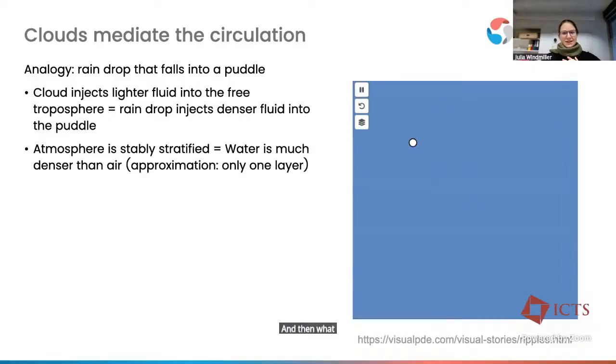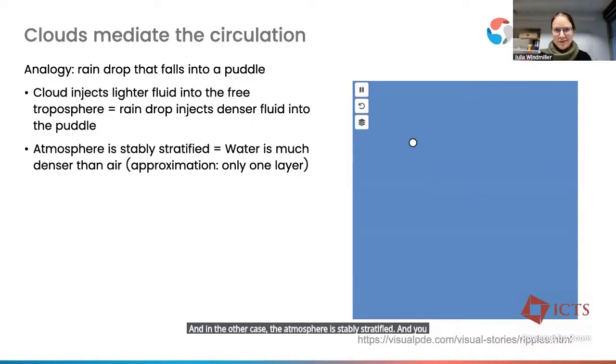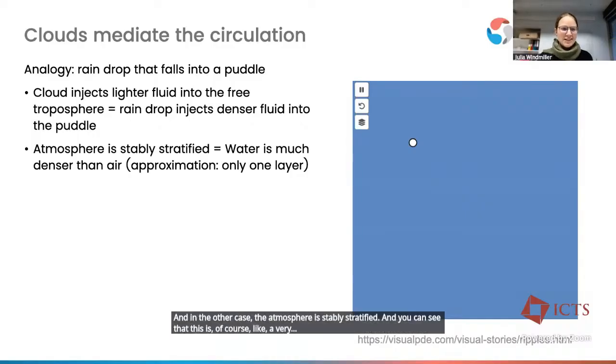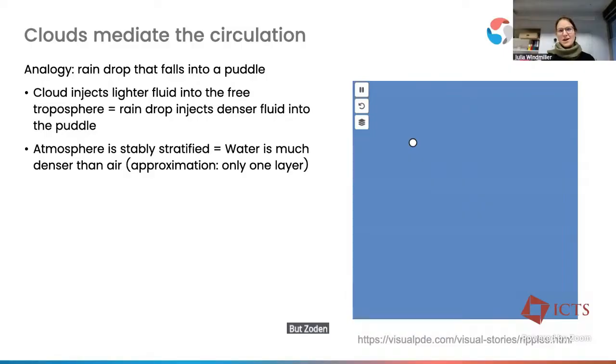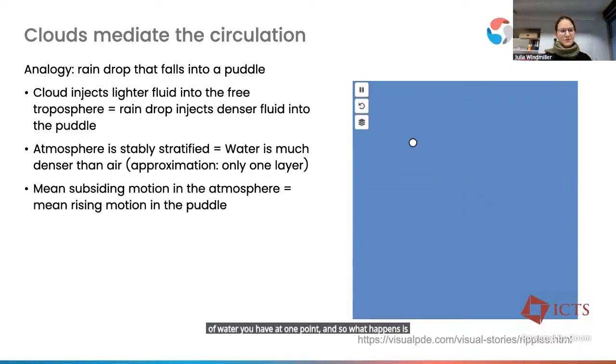And then what happens is that excites waves, because on the one hand, the water is much denser than the air, so there's a restoring force if you locally add water to your puddle. And in the other case, the atmosphere is stably stratified. You can see that this is, of course, a simplification. In the atmosphere, we have many, many layers, but in this example, we just have a single layer. So what happens to this water droplet that locally increases the amount of water you have at one point? It gets redistributed.